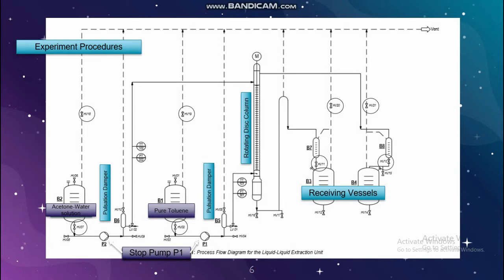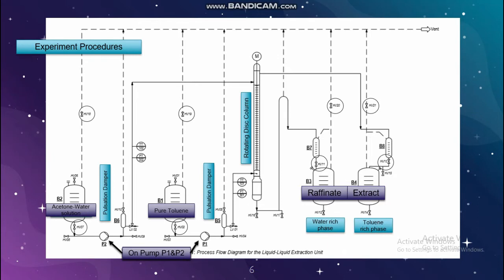After performing the general startup procedures, now the experiment procedures. First, start both pumps P1 and P2 and set the desired feed and solvent flow rates by adjusting the pump frequencies and displacements. Next, allow both liquids to flow into the collection vessels, B3 raffinate and B4 extract, respectively. The bottom product contains the water-rich phase, the raffinate, while the top product contains the toluene-rich phase, the extract.